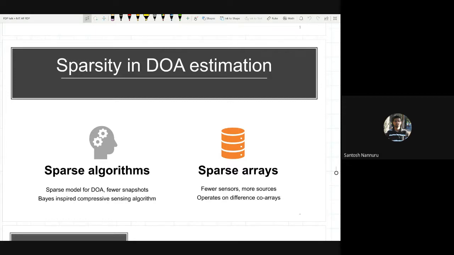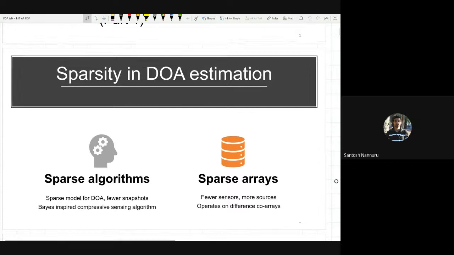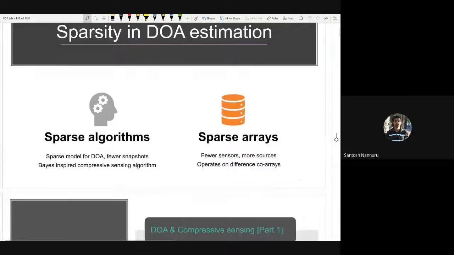Although there exists other interesting literature where people have actually used compressive sensing methods to design arrays, either sparse arrays or some other arrays which are optimal in some criteria. Okay, so that's how, broadly speaking, sparsity comes into it. So in the first part of the talk today, I'll focus on sparse algorithms for DOA estimation, and in the second part I'll focus on sparse arrays for DOA estimation.